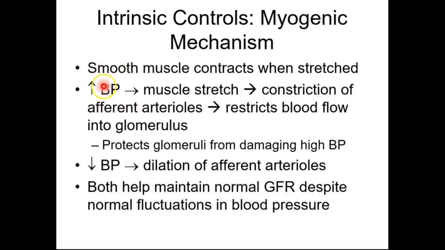Okay, so elevated blood pressure means the muscles stretch, which means in response they constrict that afferent arteriole to restrict blood flow into the glomerulus and protect it from damaging high blood pressure. And the low blood pressure is going to do the opposite in the afferent arteriole.